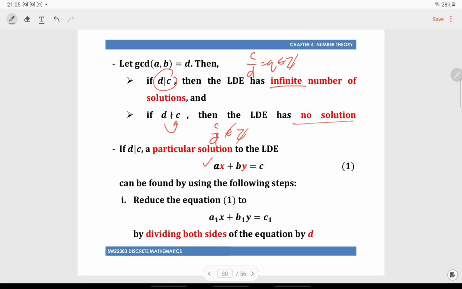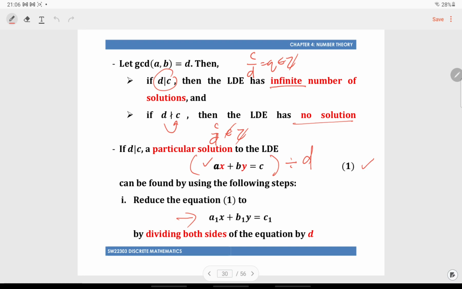When there are infinitely many solutions, we have two types of solutions: a particular solution and general solutions. If d divides c, a particular solution to the LDE, equation number one, can be found using the following steps. The first step is to reduce equation 1 to the following form. We divide equation 1 by d: we divide a by d, b by d, and also c by d, because all these numbers are divisible by d. So we obtain this equation.